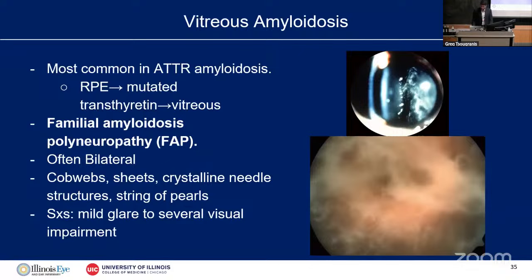In individuals with FAP or familial amyloidosis polyneuropathy, which is a condition caused by transthyretin deposition into the peripheral nerves that causes ascending neuropathy and can be fatal, these patients have up to 35% incidence of vitreous amyloidosis. And in general, these vitreous opacities are usually bilateral, can be asymmetric, can lead to cobweb sheets or crystalline needle structures in the vitreous, and symptoms can range from mild glare to severe visual impairment. And that spectrum was actually seen in our patient.